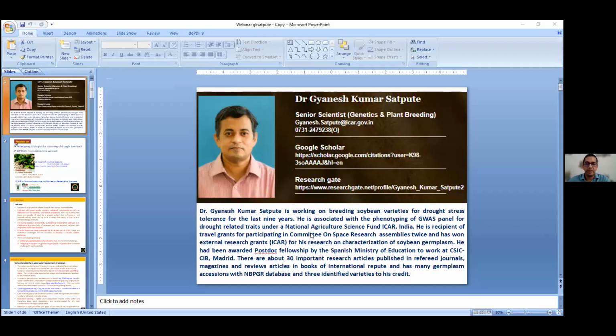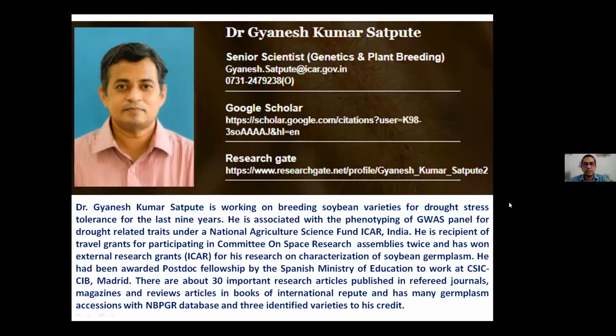I have a privilege to introduce him. Dr. Gyanesh Kumar Satpute is a senior scientist in genetics and plant breeding discipline at Indian Institute of Soybean Research, Indore. He is working on breeding soybean varieties for drought tolerance for the last 9 years. Recently, NRC 136, a drought-tolerant variety developed by him, is released for Eastern Zone. He is associated with phenotyping of Jiva's panel for drought-related traits under National Agriculture Research Fund (ICAR).